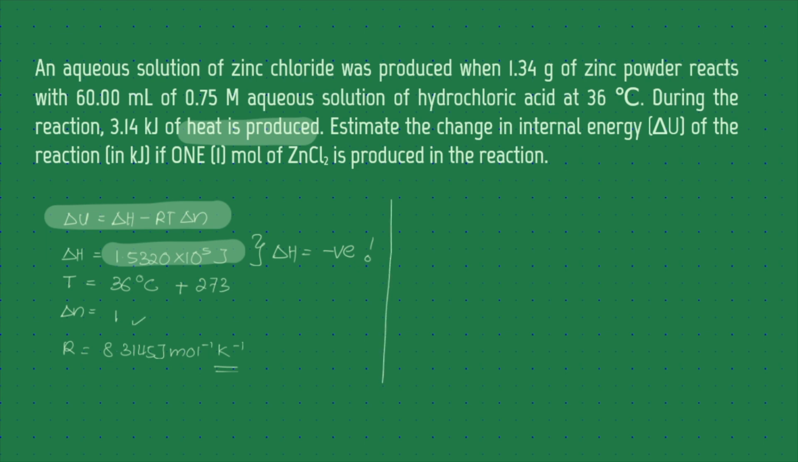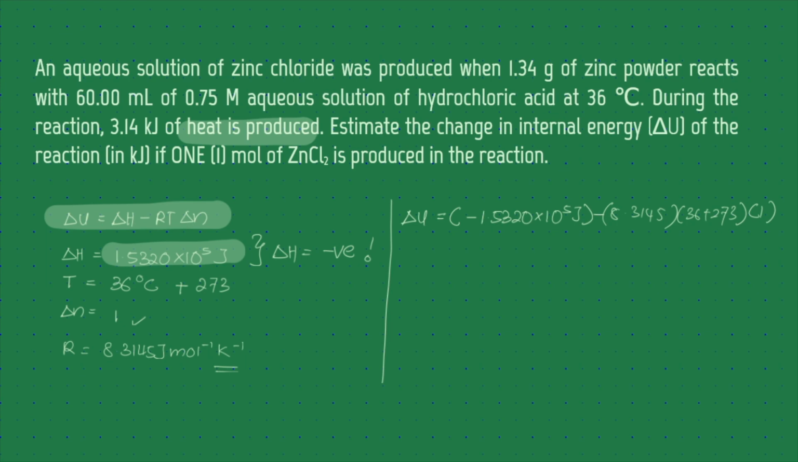So what we have to do next is just plug in the values. Delta U is the thing we want to calculate. Delta H, because it should be negative, so we put negative 1.5320 times 10 to the power of 5 joule, minus R. Your R is 8.3145, your T is equivalent to 36 plus 273, and your delta n is equivalent to 1.